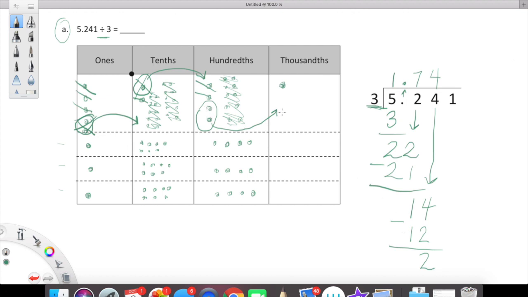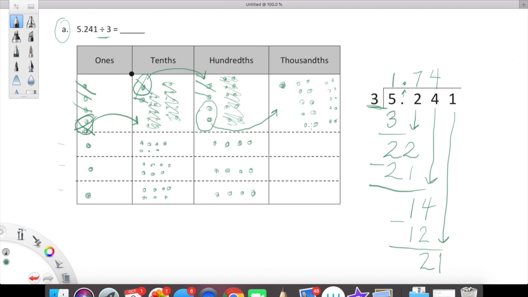Beautiful. So we're going to bring those hundredths next door, and we're going to cash those 2 hundredths in for 20 thousandths. 1 hundredth is equal to 10 thousandths. So if we have 2 hundredths left over, that means that we can cash them in for 20 thousandths. So 2, 4, 6, 8, 10. Beautiful. So let's go ahead and bring our 1 down. Now we're looking at 21 thousandths.